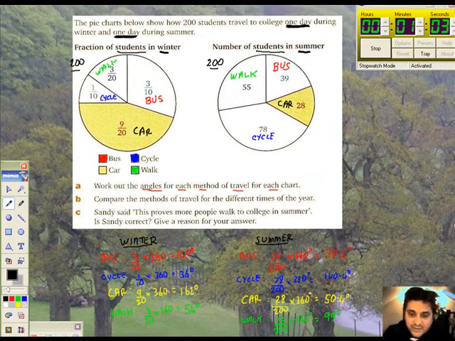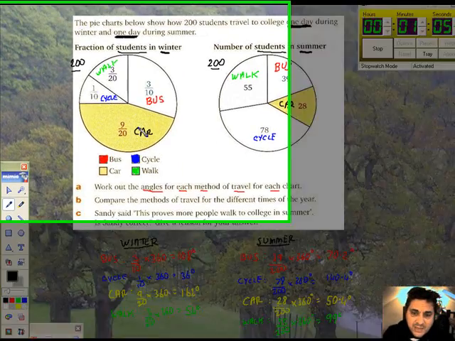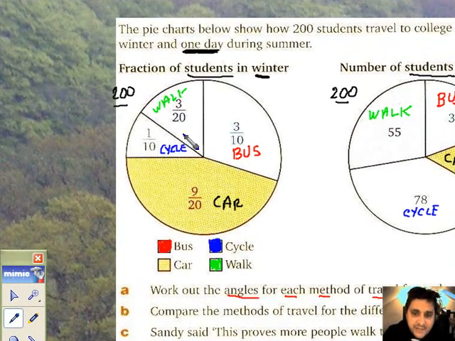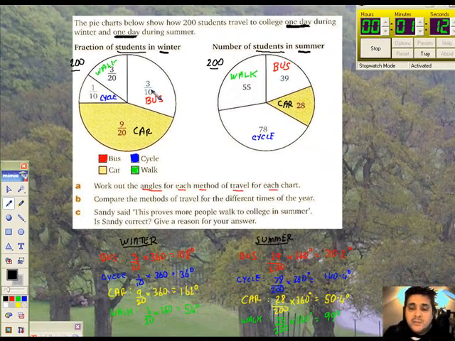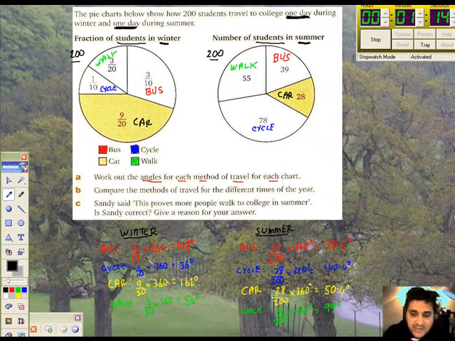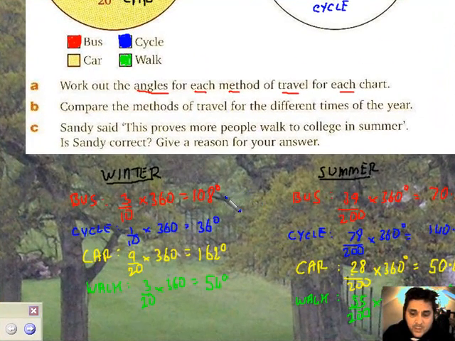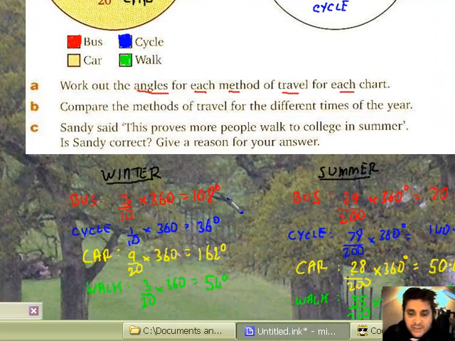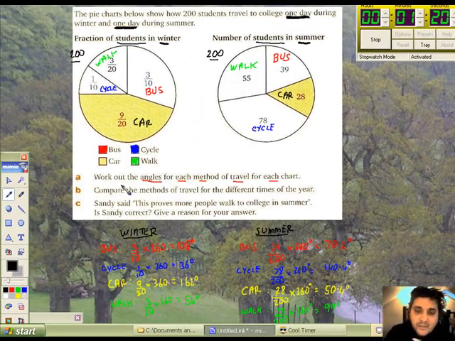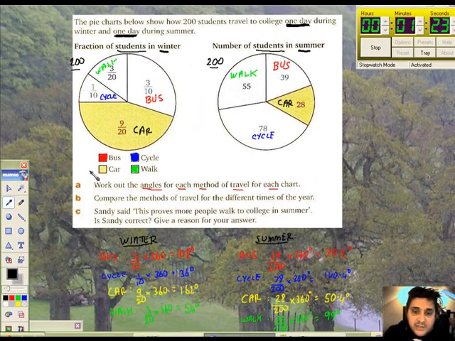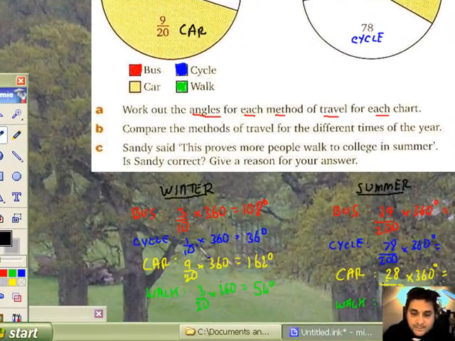So looking at the winter ones first, I colour coded the bus red, so 3/10 of the entire pie, representing these 200 students, travelled by bus. So it's 3/10 of 360, which makes 108 degrees. That's what it asks me to do. For cycling, a tenth of the 200 students are those who cycle. It asks the actual angle.